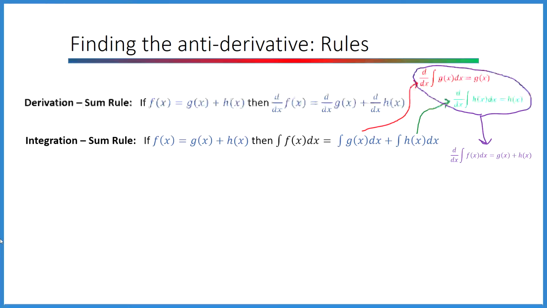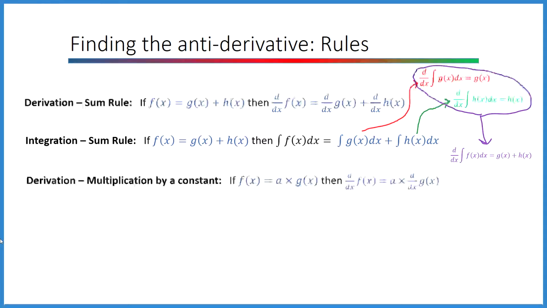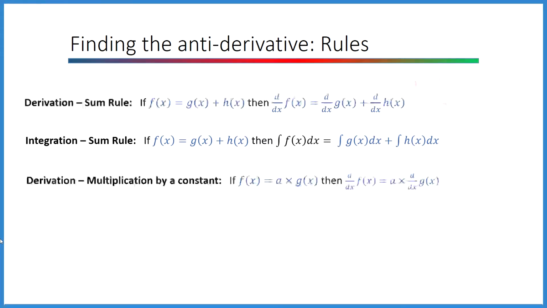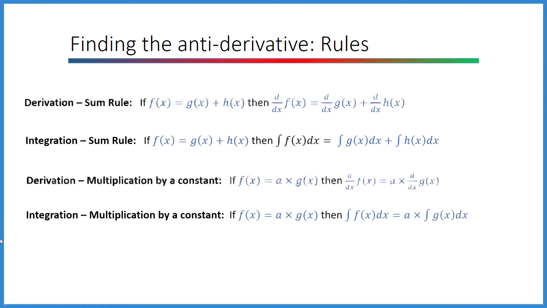We also had a rule for taking the derivative when we multiply by a constant. If f of x equals a constant times g of x, then the derivative of f of x equals a constant times the derivative of g of x. Let's see if a similar rule will work for integration. We will posit that if f of x equals a times g of x, then the integral of f of x dx equals a times the integral of g of x.